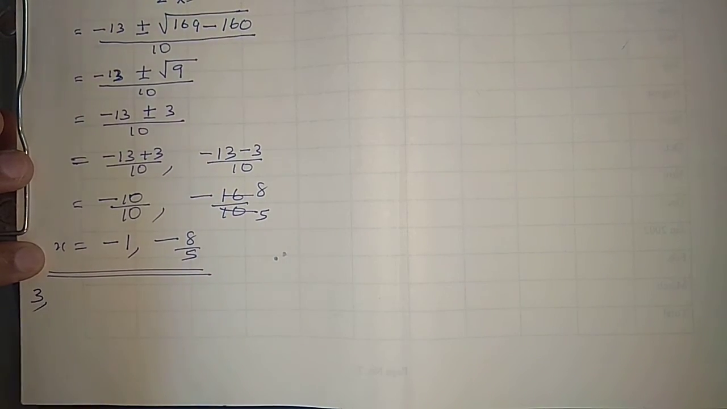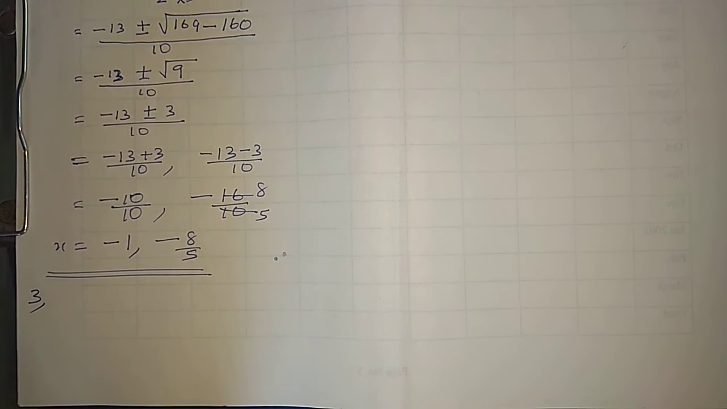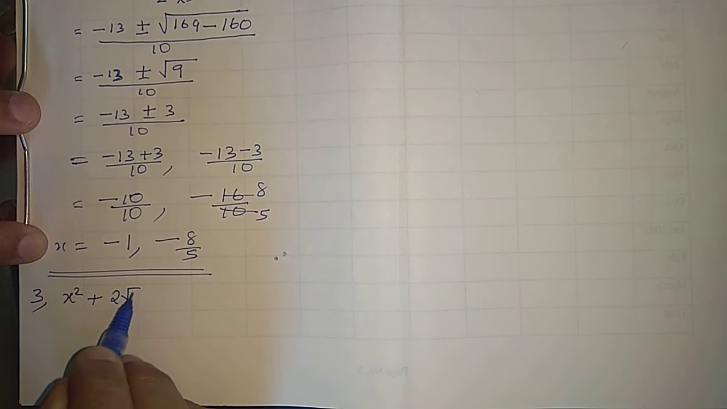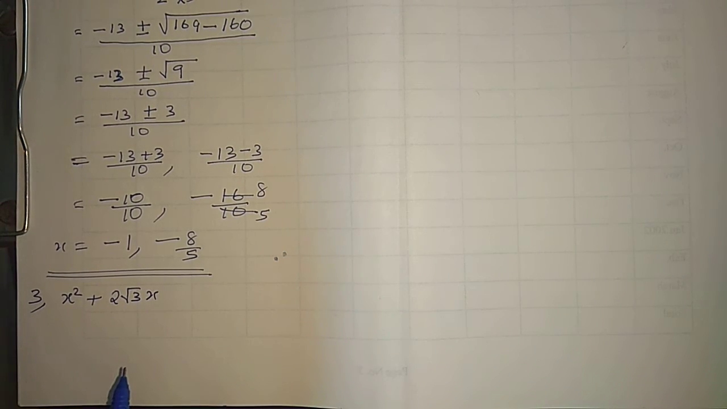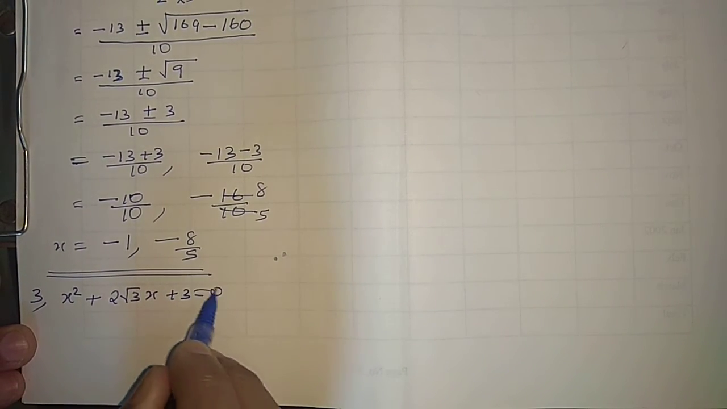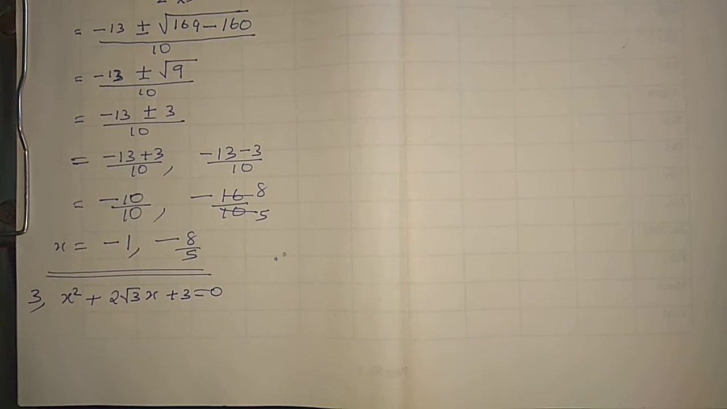Question number 3. It is x square plus 2 root 3 x plus 3 equal to 0. Now what are they saying? We have to find the solution by using the formula method. It is an activity based question; first of all we have to find the values of a, b, c.